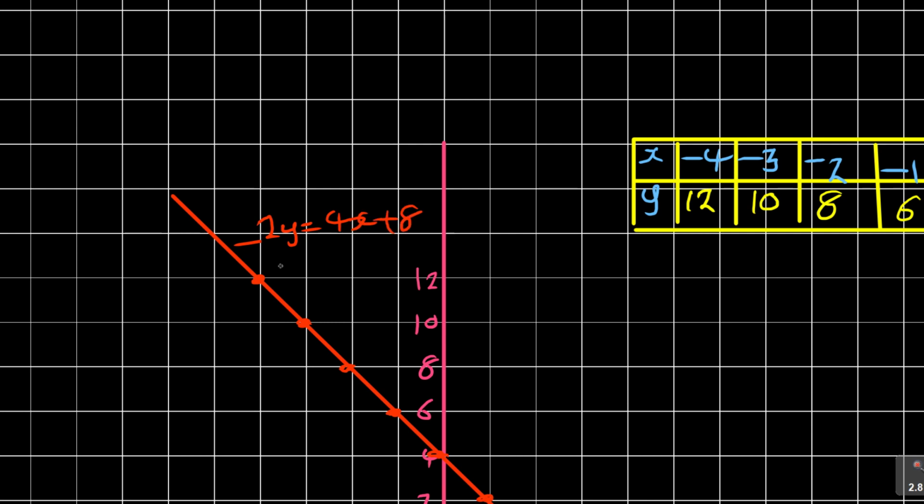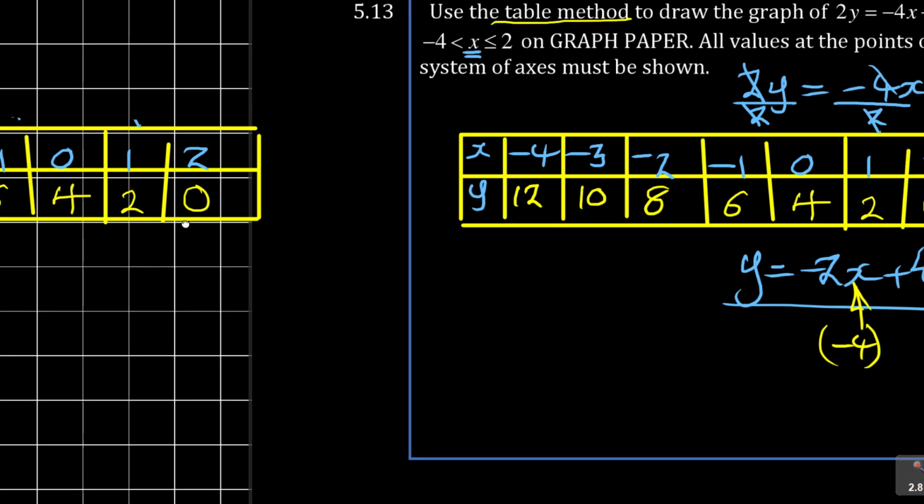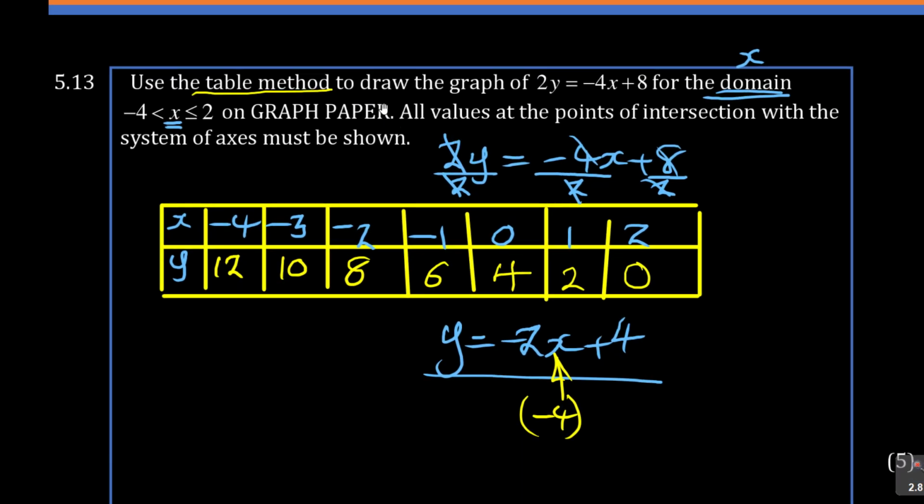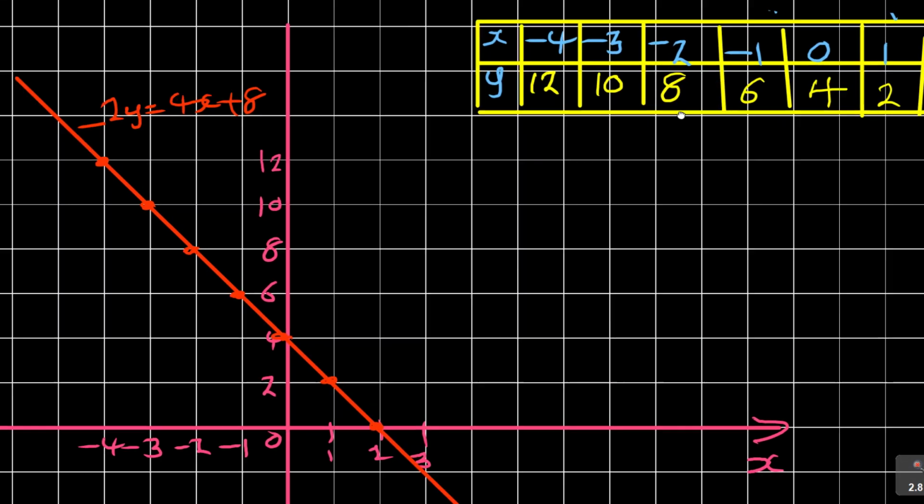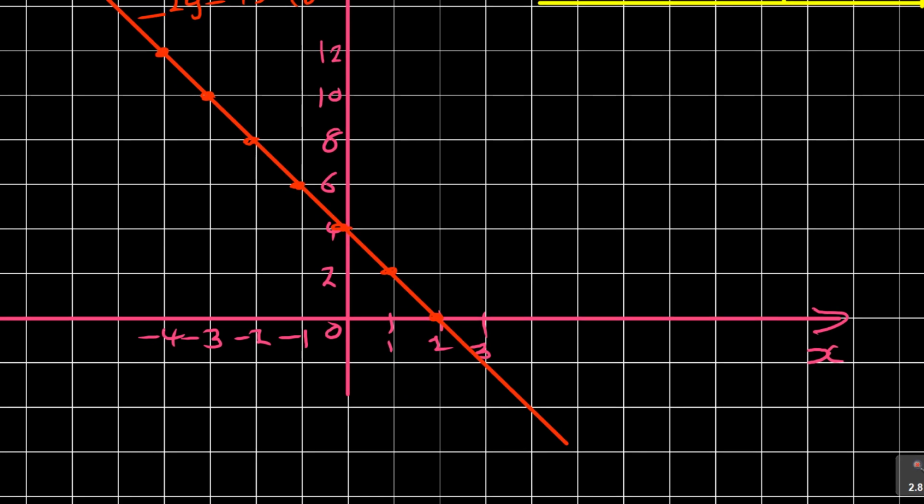That's very important. Number 2, they say to you here, all the values at the point of intersection with the axes must be shown. All the values of intersection. So meaning when you see any part that it is cutting, they need that to be clear. That 4 must be very clear there, and then that 2 must be very clear there.